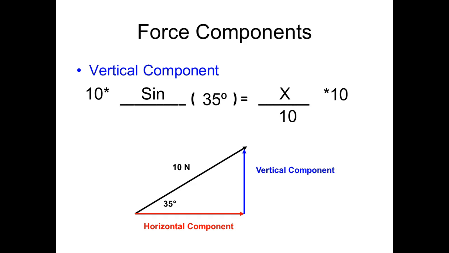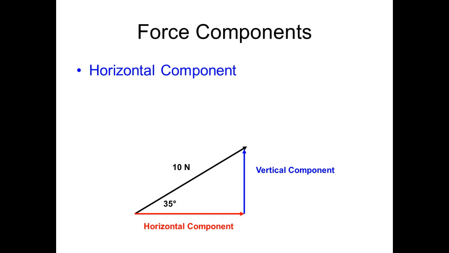If your calculator is in degree mode, not radian mode, you should get 5.7 newtons. Remember, include a unit on there. This value represents not just the side of a triangle, but the vertical component of an angled force. This is how much that angled force is pulling up.